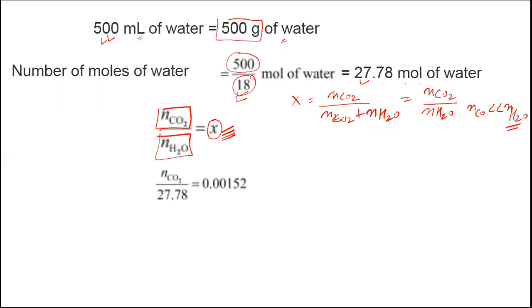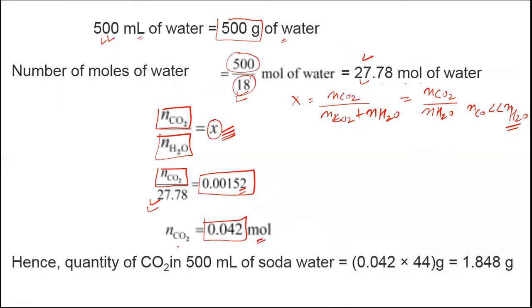Now we have to calculate the number of moles of CO2. The number of moles of water we already calculated. The value of mole fraction is 0.00152. When we calculate it, the value comes to be 0.042 mole. That is the number of moles of CO2.